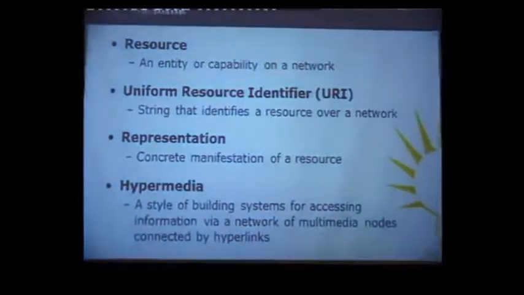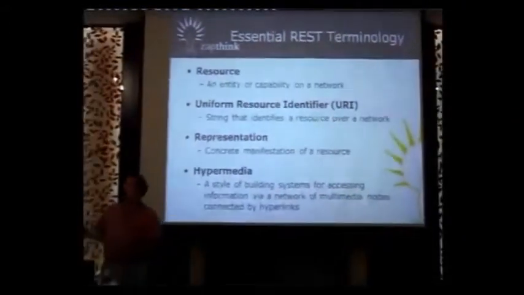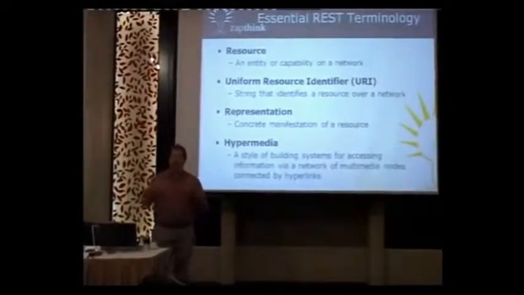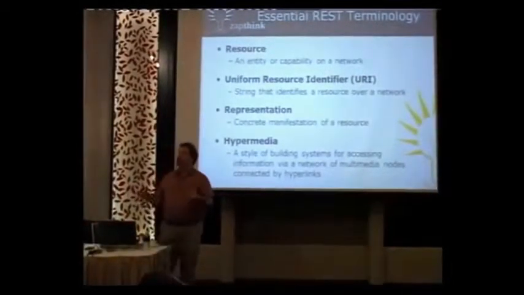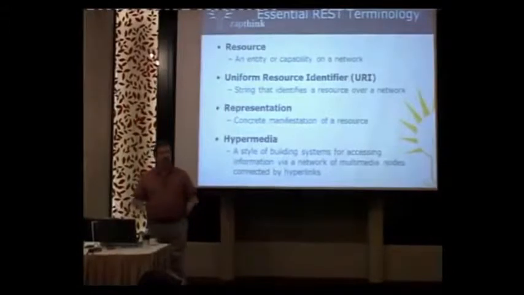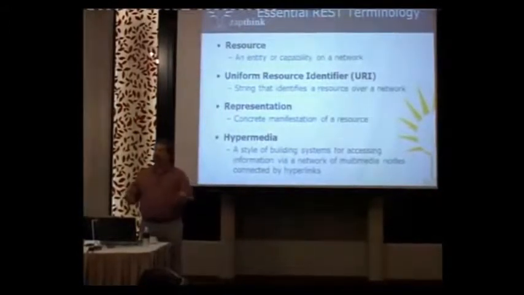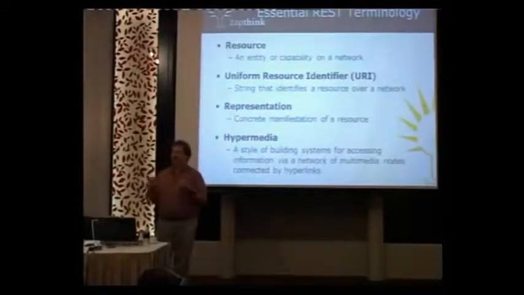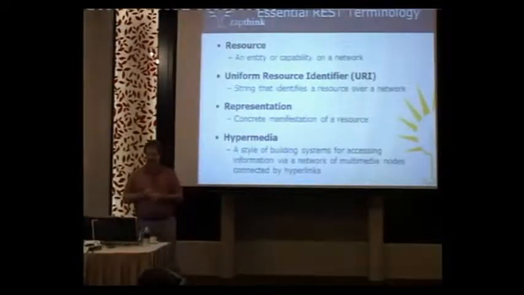other representations. So the next term is a URI, Uniform Resource Indicator, and that's a string or identifier. That's a string that identifies a resource on a network. So it could be a URL, Uniform Resource Locator, or a URN, Uniform Resource Name. But essentially it's a string that identifies the resource on the network. So if you want to find it, you can use the URL.